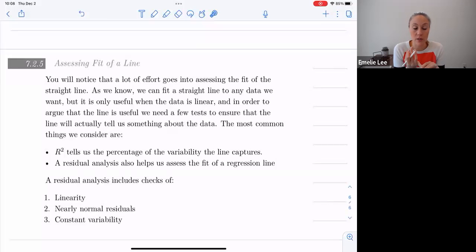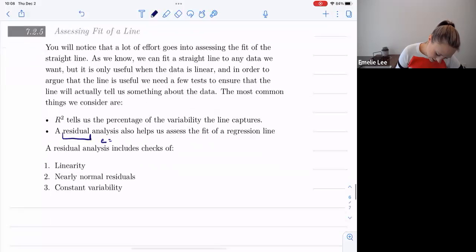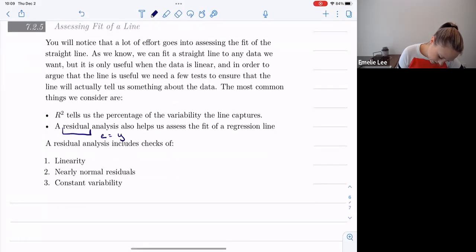We have the R squared, so that's good, right? R squared tells us the percentage of variability the line captures. And then what we can do to follow up on the R squared is a residual analysis. A residual, remember, is the distance. The residual is the E, which is the observed minus the predicted, right? So the residual is the actual minus the predicted.